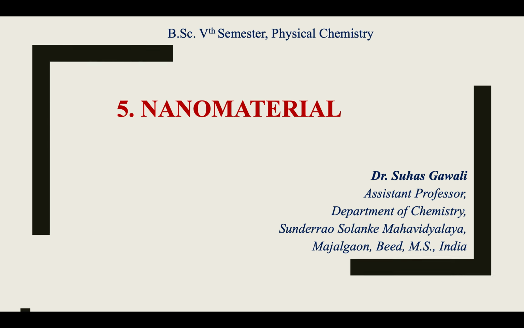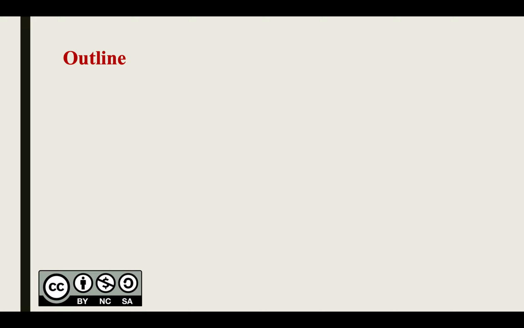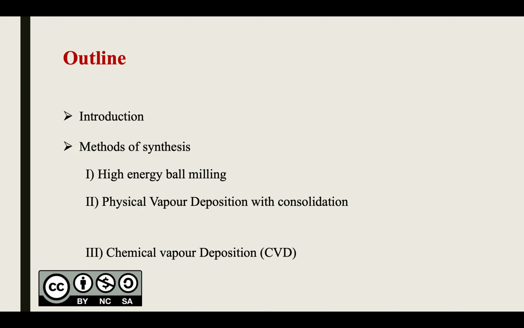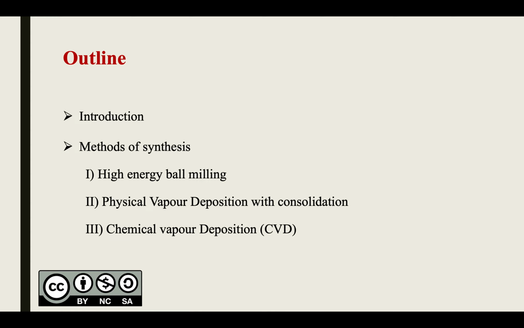I will be teaching the BSc 5th semester Physical Chemistry course on nanomaterial. Here is the outline. In this lecture, I'm going to cover, first, an introduction to nanomaterials, followed by methods of synthesis: in that, high energy ball milling. Second, physical vapor deposition with consolidation. Third, chemical vapor deposition.